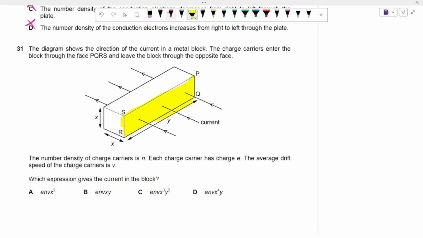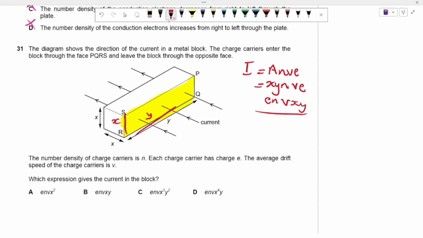Like I've said, guys, look, I is equal to ANVQ, or some textbooks might say E. In this case, they've actually used E, so it's ANVE. Then the area is just X times Y, so it's going to be X times Y times N times V times E. So it's just going to be I = nvXYe, so it's going to be B. So you just use that equation, then you make the correct substitutions.